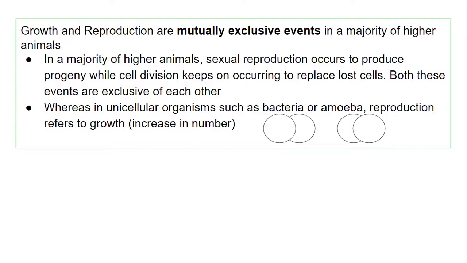So when we say that growth and reproduction are mutually exclusive events, it means that sexual reproduction, when it occurs, would produce progeny, whereas cell division, which occurs in somatic cells, would result in growth. Replacing lost cells is also a part of growth. But in unicellular organisms, reproduction is only growth.